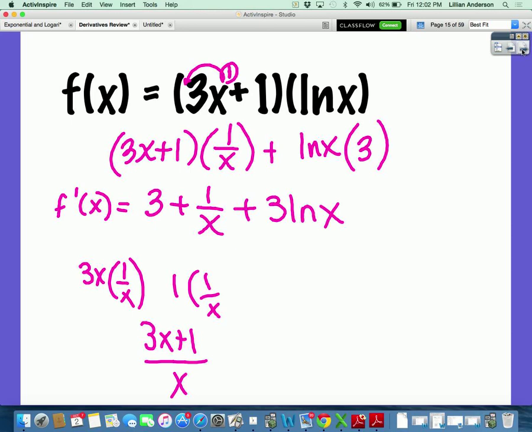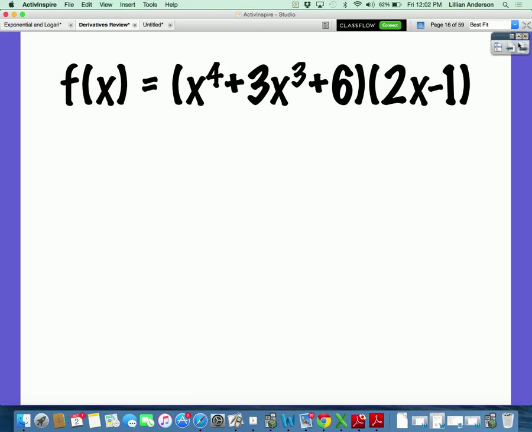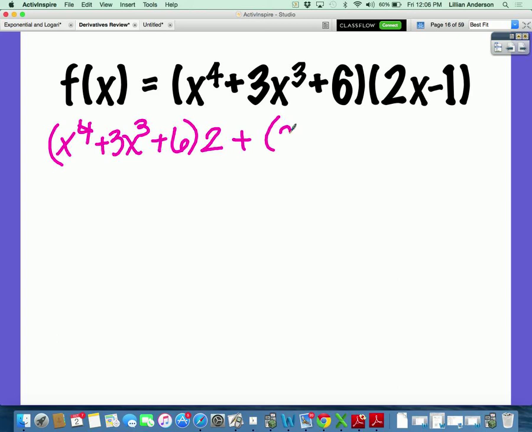Okay. Y'all good? Y'all got that? Okay, round 2. Here's another product rule. I want you guys to try it on your own. So you have the first times the derivative of the second, which is 2. Plus the second times the derivative of the first, which would be 4x cubed and 9x here.